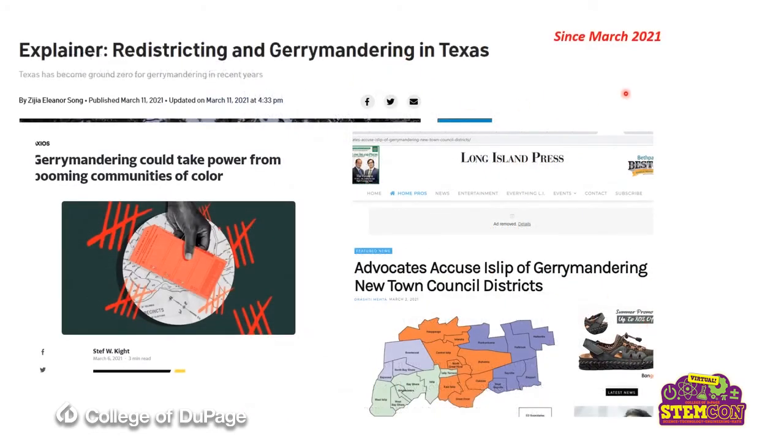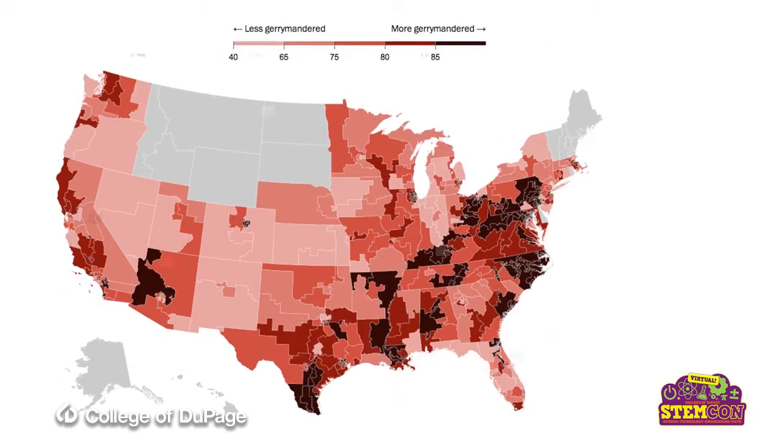And this is not just then. Since March 2021, these are 3 headlines that I grabbed just this morning. It does have to do with communities of color. Here's one from Long Island, and here's one from Texas. And it's much more widespread. Here's a map showing that it is really spread across the entire United States, and I would argue, in fact, across the entire world.